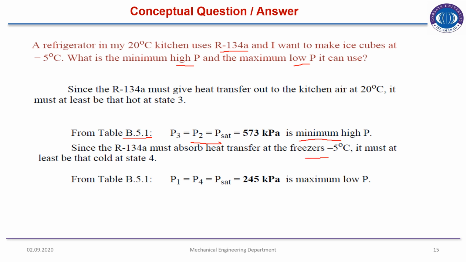And the freezer, so the evaporator is at minus 5 degrees centigrade, and if you want to produce ice at that state, then the pressure is further lowered. The pressure at the evaporator at minus 5 degrees centigrade is 245 kilopascal, that is the maximum low pressure.